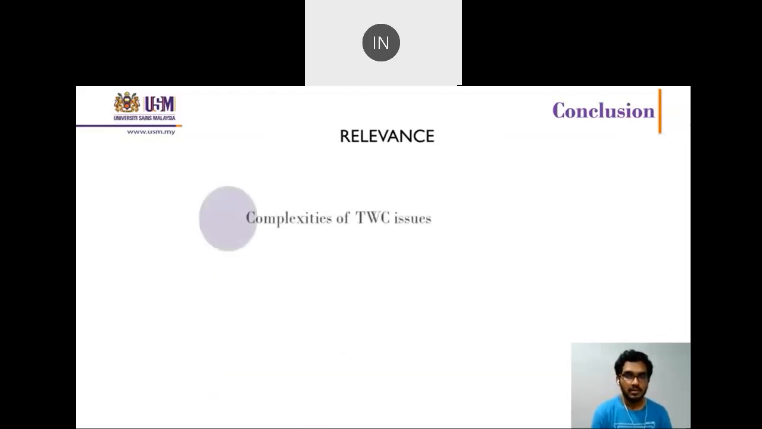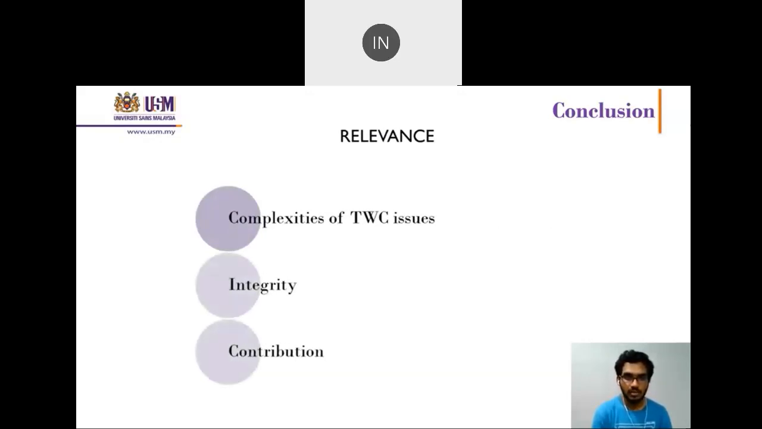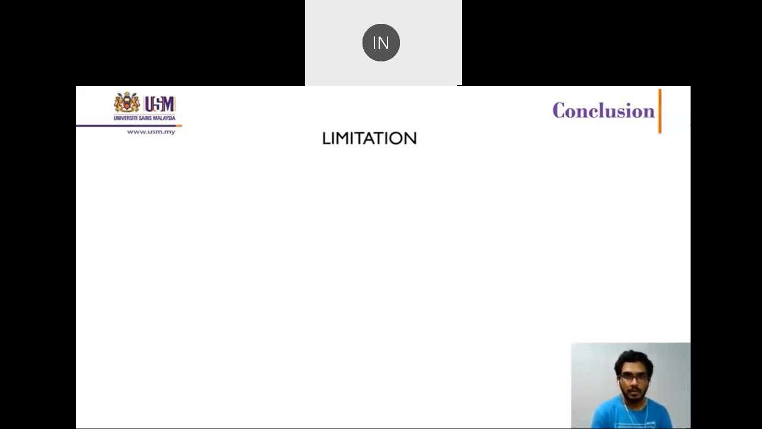This study is relevant in a sense that it conceptualizes the complexities of transnational wildlife crime issues, it propagates the integrity of online news reporting, and it contributes to the vast literature of green criminology.